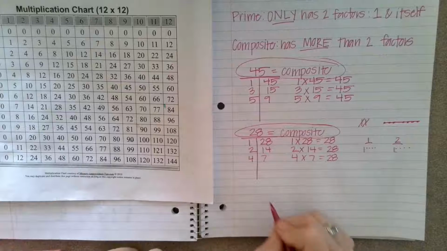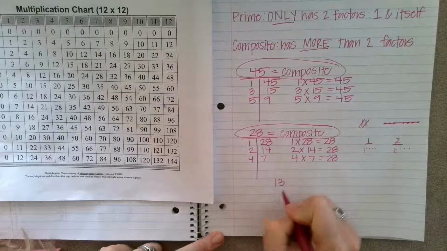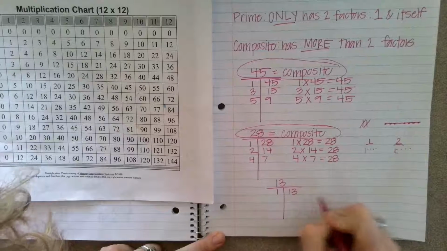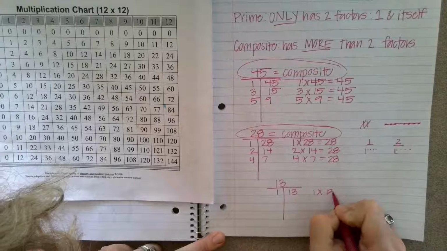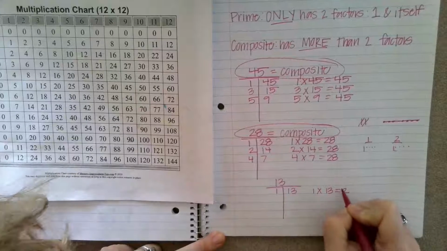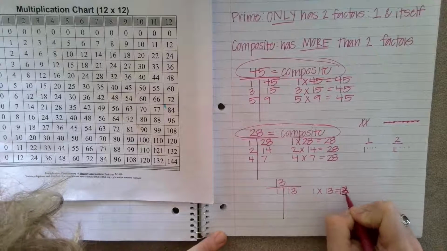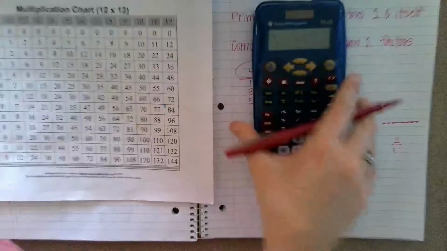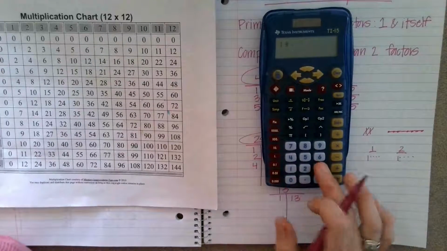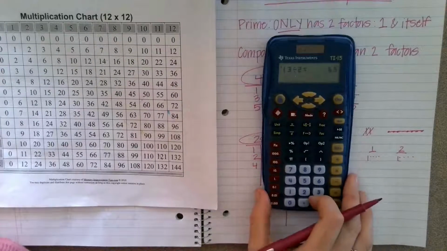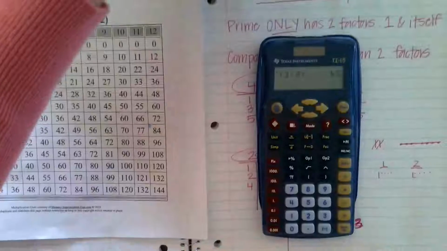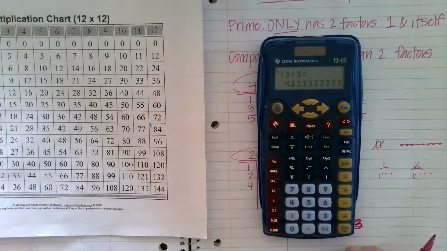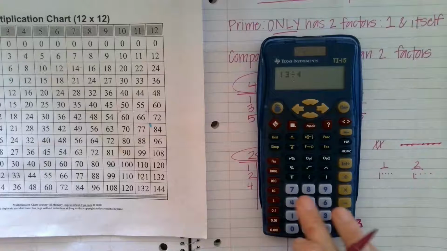Okay, let's do another number. Let's try 13. I know that 1 times 13 equals 13. Oh, sorry. I don't know why I wrote a 2. Getting crazy. Okay. So I'm going to use a calculator for this one. I'm going to say 13 divided by 2. I get a decimal. 13 divided by 3. I get a decimal. 13 divided by 4.